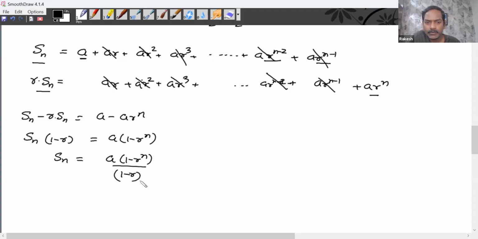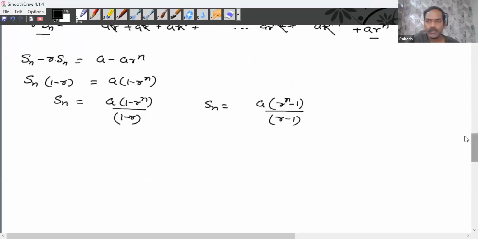Correct? In some of the books, you'll find that the sum of n terms is given as A (R to the power n minus 1) over R minus 1. Both are correct, because what we have done is just switch R to the power n and 1 in both numerator and denominator. So it will not make any difference, right? You can use either formula. It doesn't matter. Fair enough, right? So let us take some examples of how to use this sum of n terms.